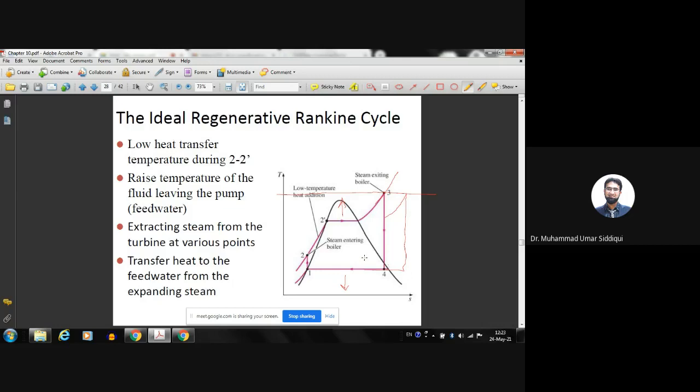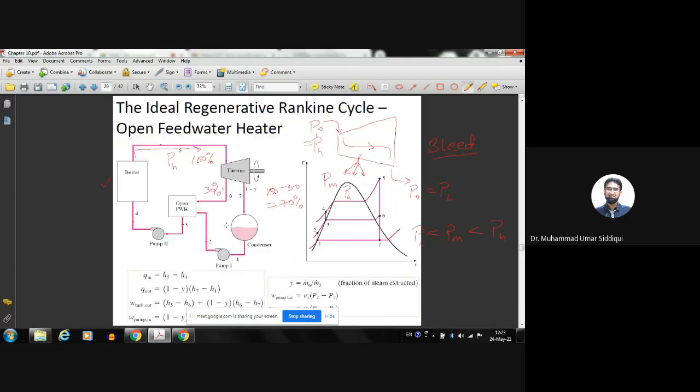Now, today, in this lecture, we're going to look at some other aspect, that is, how we can increase the efficiency of the Rankine cycle. This aspect is given the name, the ideal regenerative Rankine cycle. So we are going to discuss the ideal regenerative Rankine cycle. There are two different forms of ideal regenerative Rankine cycle. One is with an open feed water heater. The other is with a closed feed water heater. We're going to discuss both of them, but let's first start with an open feed water heater.